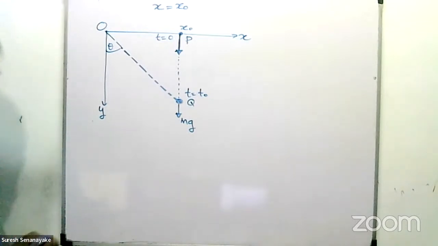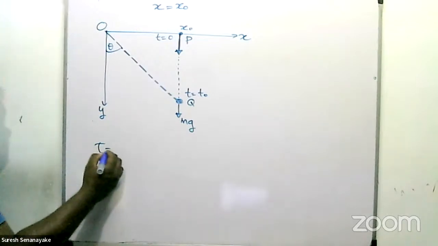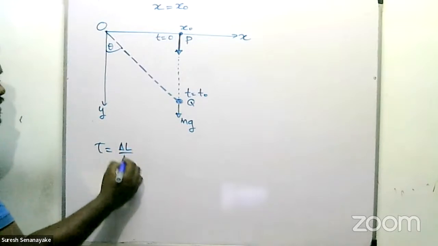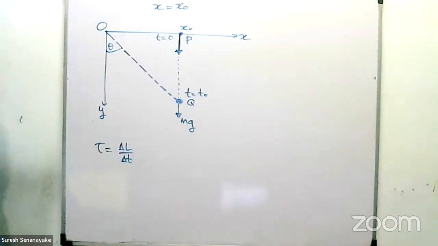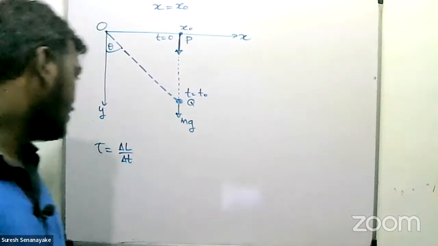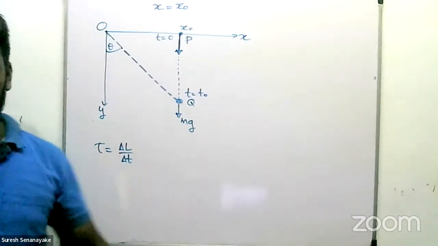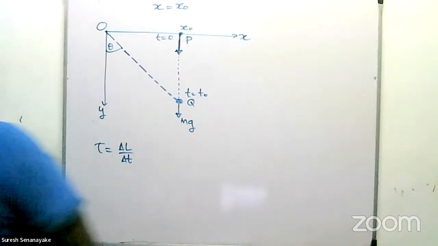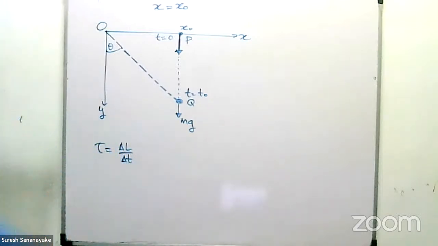And then the third part of the question: show that tau equals delta L over delta T in this example. I think you can do it. Go through it. Okay.